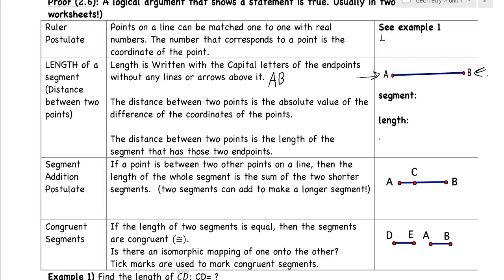Distance, as we just saw, is the absolute value of the difference of the coordinates of the points, straight from the ruler postulate. And the distance between 2 points is the length of the segment that has those 2 endpoints. Length, very important that we know that it's also distance. We do have a distance formula. The distance formula in the coordinate plane can be used to find the length of a lot of segments in the coordinate plane. Distance in the coordinate plane, something that you should have memorized. If you don't, memorize it now. Stat. ASAP.